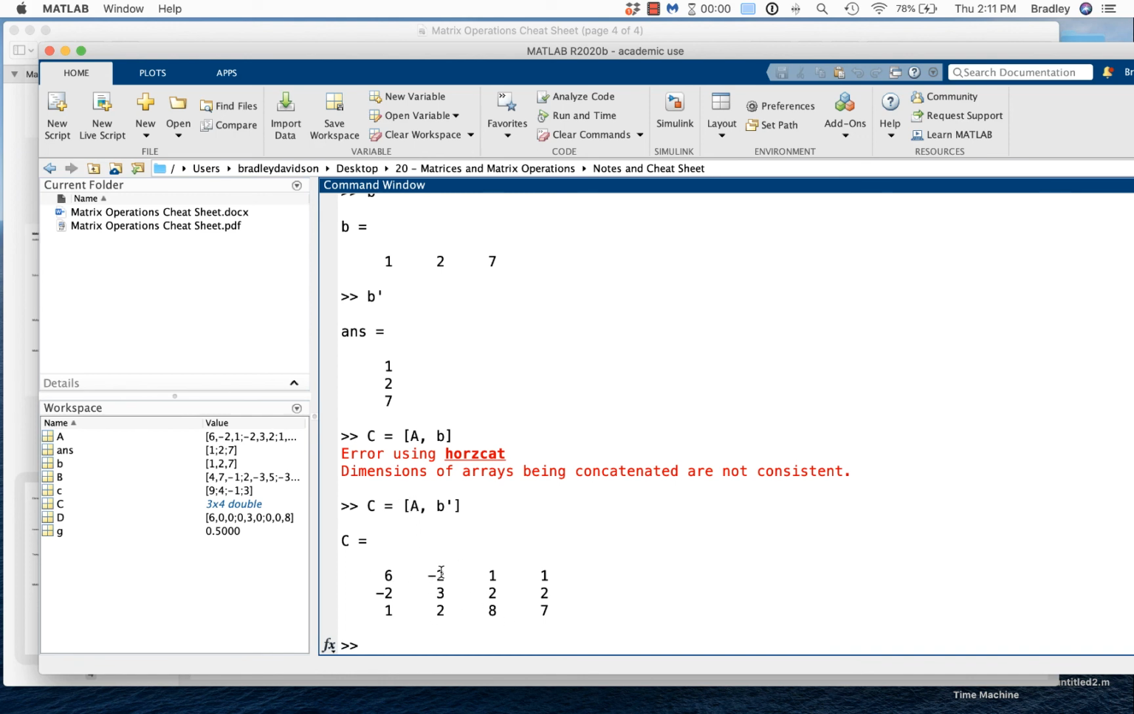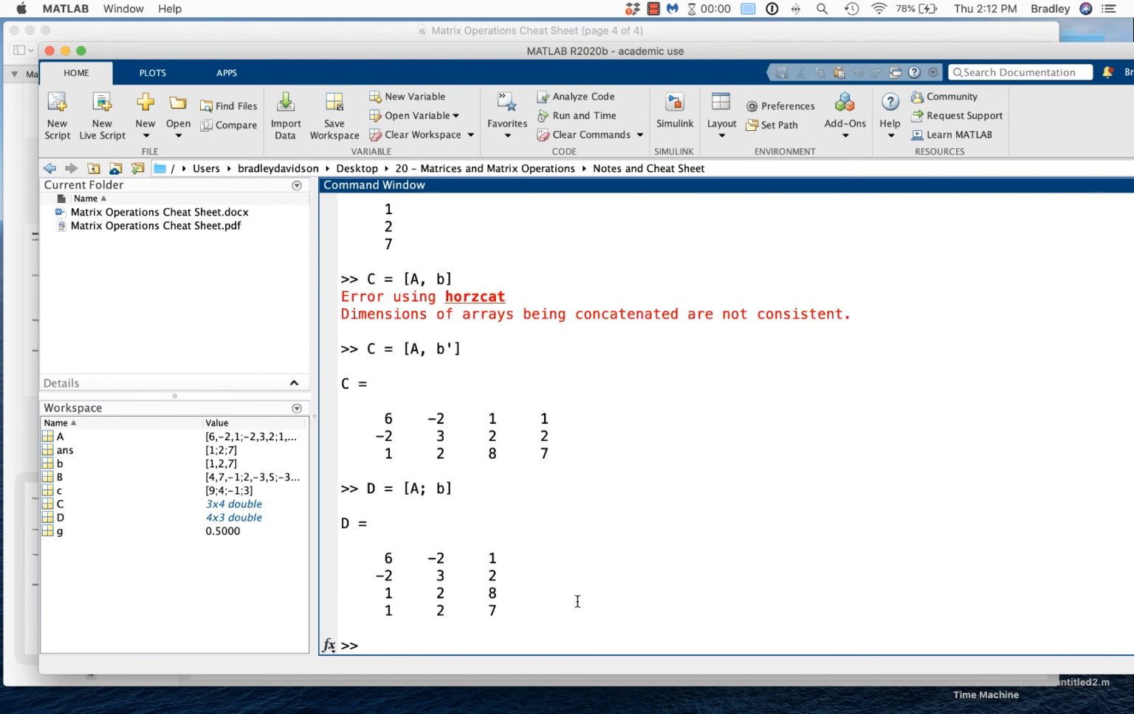Okay, there's my A matrix, there's my B matrix that was left. You can also augment above or below. So let's make a D in which we're augmenting A above B. And that means that A is going to be my 3 by 3 that's in the first 3 rows, and then B will be my 1 by 3 that's in the last row, and so the dimensions here are 4 by 3.